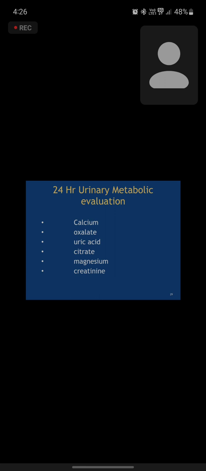So we should do a 24-hour metabolic study, which includes calcium, oxalate, uric acid. These are stone precipitators. If they are high, they increase chances of stone. Citrate and magnesium are stone inhibitors, and creatinine we generally do to understand that our urine sampling is adequate. If 24-hour urinary creatinine is low, that means the patient has not given an adequate sample and one or two samples are missed.